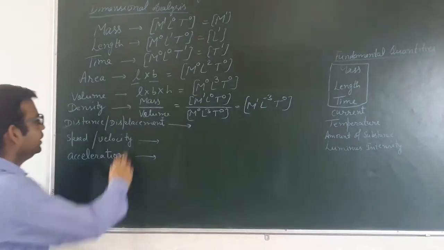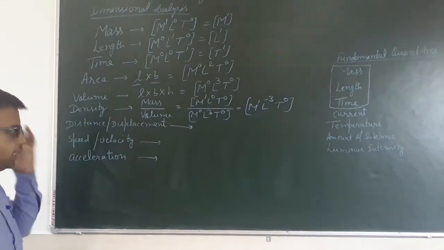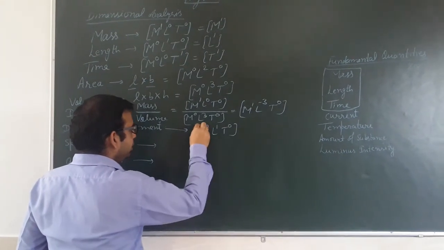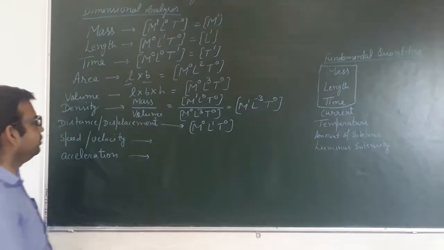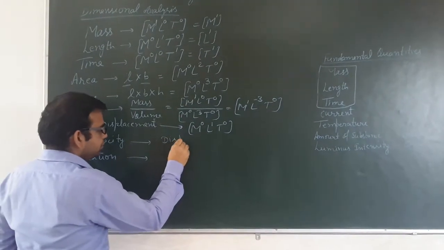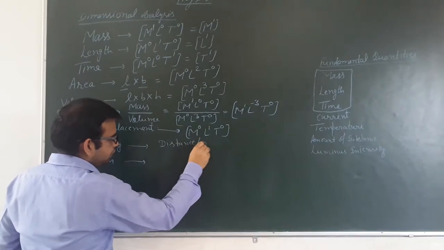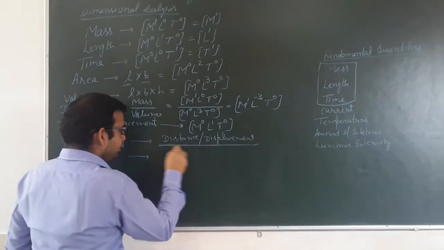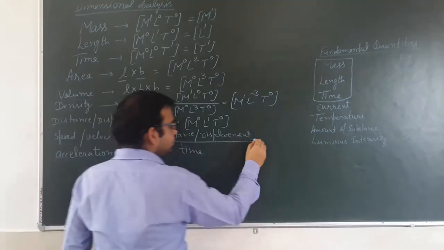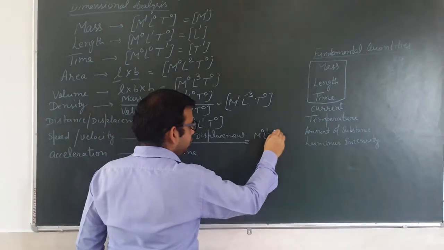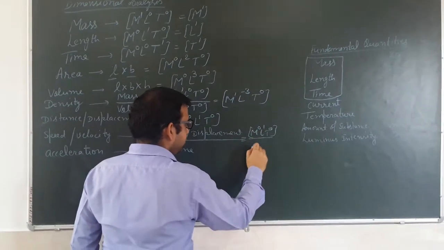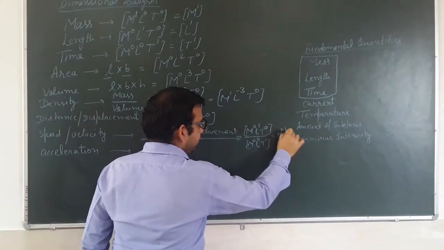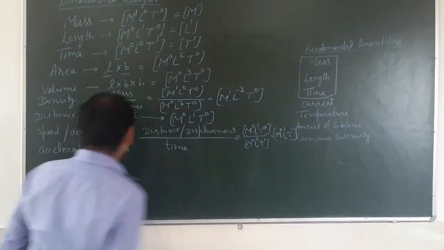Similarly, we can represent distance or displacement. Distance is also a length. So we can write the dimension formula only M0, L1, T0. Now the speed and velocity. Speed is distance upon time and velocity is displacement upon time. So distance is M0, L1, T0 and time is M0, L0, T1. So it will be M0, L1, T minus 1.